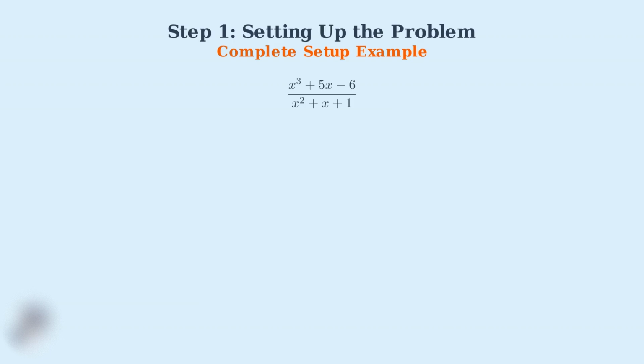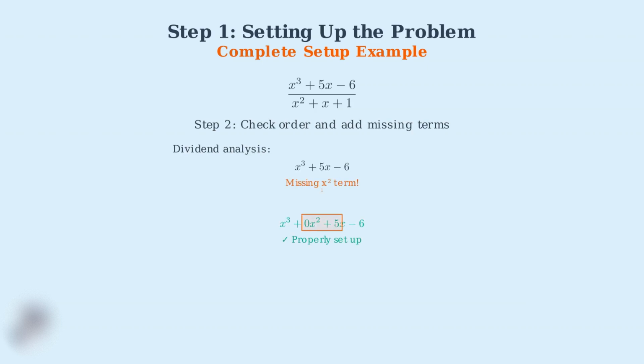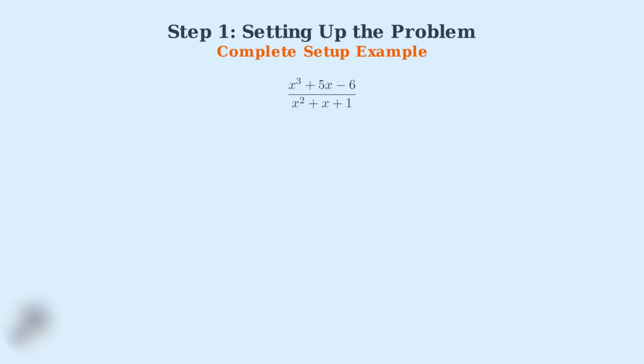Notice that our dividend is missing the x squared term, and we need to set up both polynomials properly. Step 2. Check if both polynomials are in descending order. The divisor is already correct, x squared, then x, then the constant. But the dividend is missing the x squared term, so we need to add 0x squared.